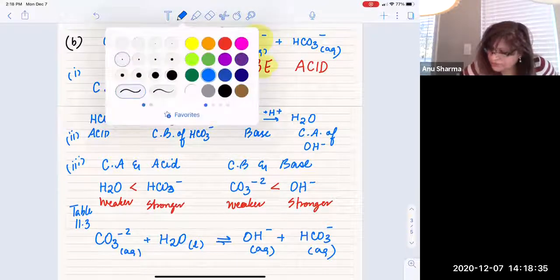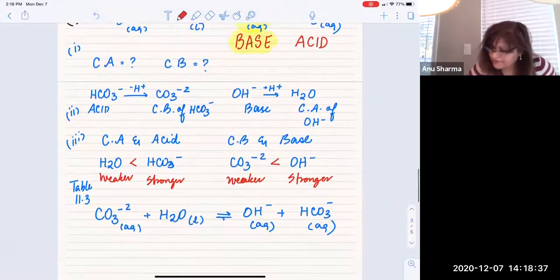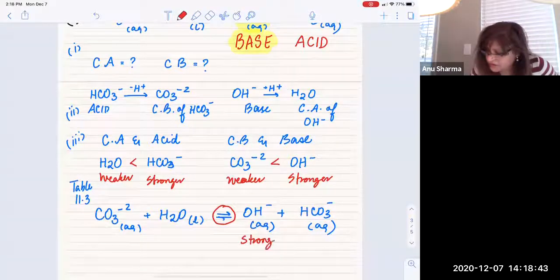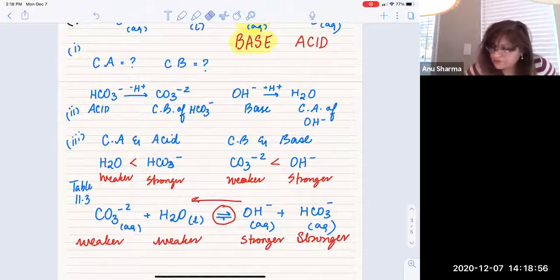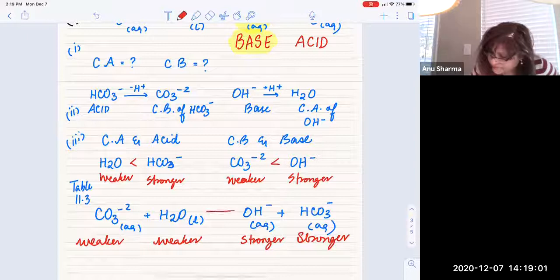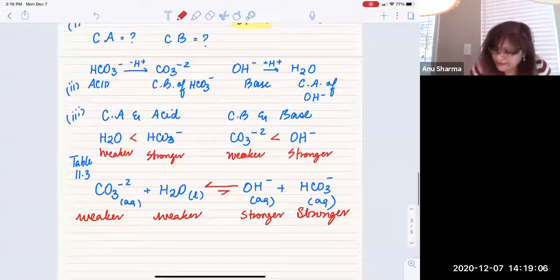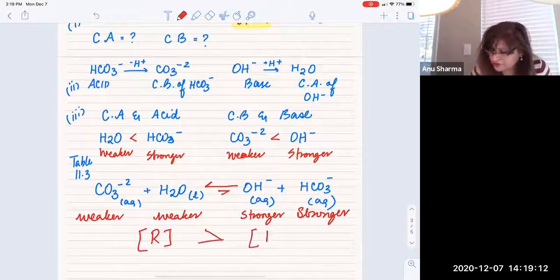So what do we do here now? We are going to place them and identify the direction of this equilibrium. This is stronger, as we identified from the table. This is weaker, and this is also weaker. So what is the direction of the equilibrium? Backwards. So instead of going forward, there are more reactants. In other words, the concentration of the reactants is more than the concentration of the product.